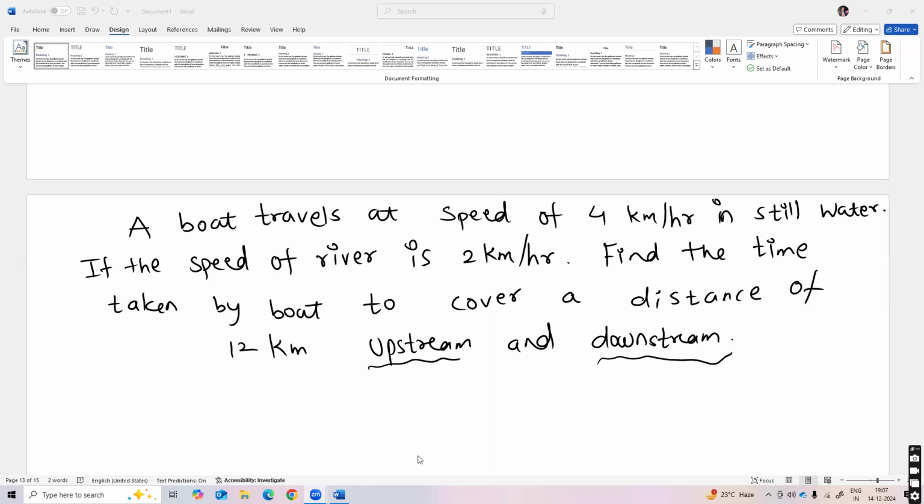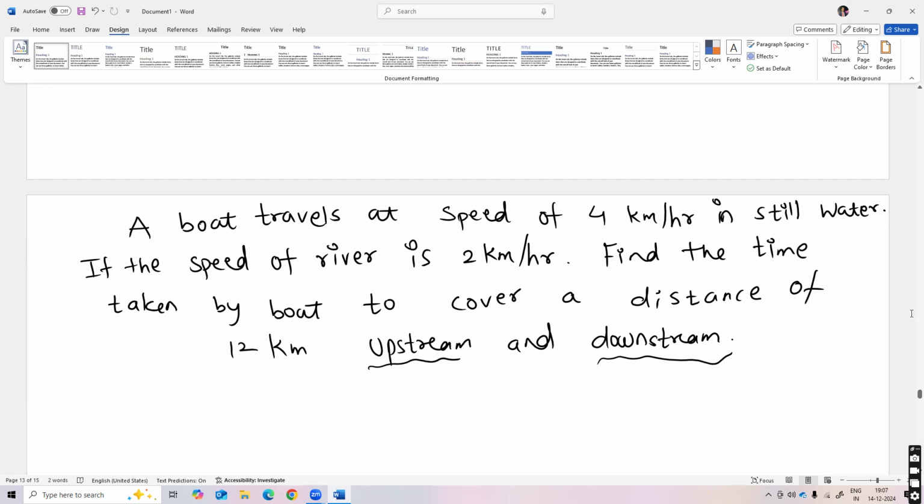Okay, I think for upstream it should be 6, and for downstream, whenever there is a downstream motion, like when the boat is moving in the direction of the river, it will cover distance quickly. So you should always notice that the time taken by the boat to travel the same distance in the downstream direction will be lesser compared to the upstream direction.